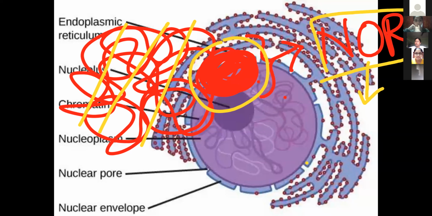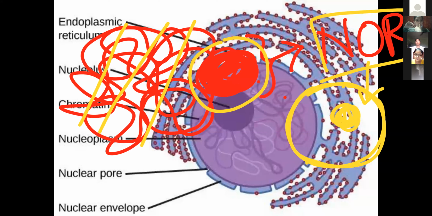Nucleus and nucleolus are different, both are different. Nucleus is the entire structure. Inside that, one dense region we call nucleolus. Nucleus is a membrane bound structure. Nucleolus is a membraneless structure.